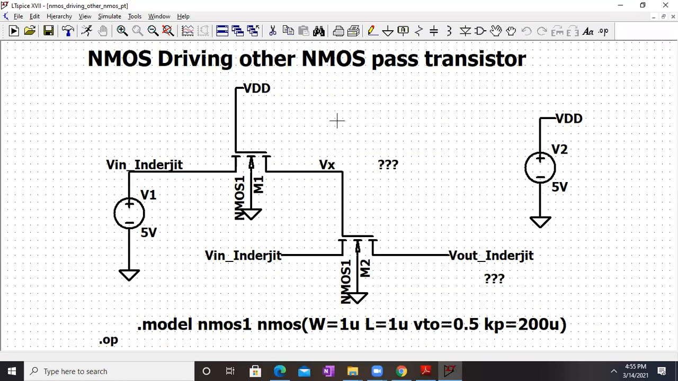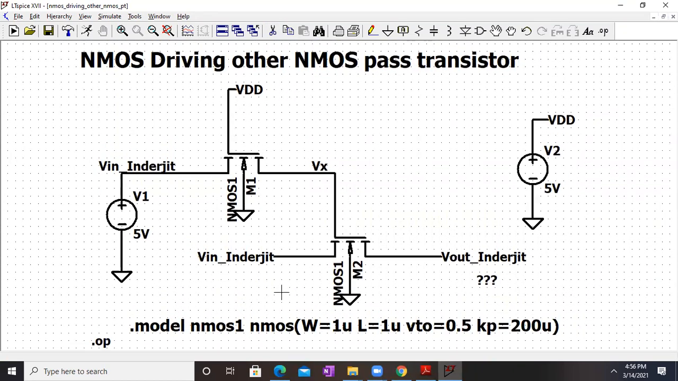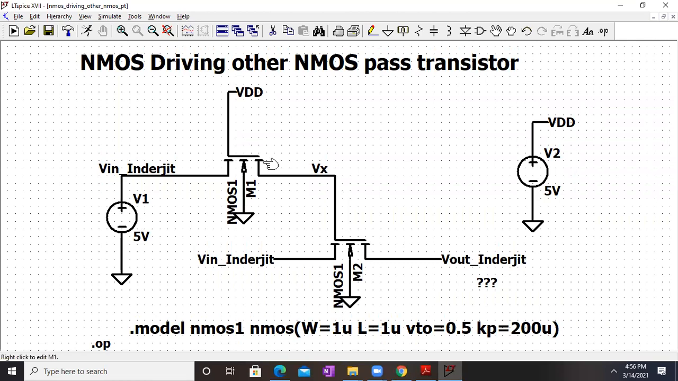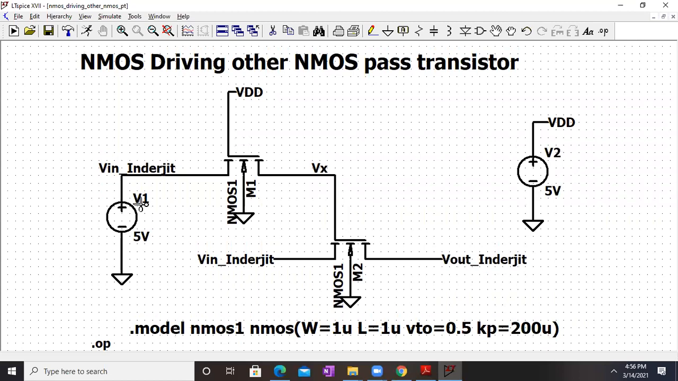Now there is another situation wherein an NMOS pass transistor is driving another NMOS transistor like this, such that the source terminal or one of the terminals of the NMOS pass transistor is connected to the gate terminal of the other, and they are not in series actually. So here we are going to determine if Vin is 0 volt, what is the value of Vx, what is the value of Vout, and if Vin is 5 volt, what is the value of Vx and what is the value of Vout.